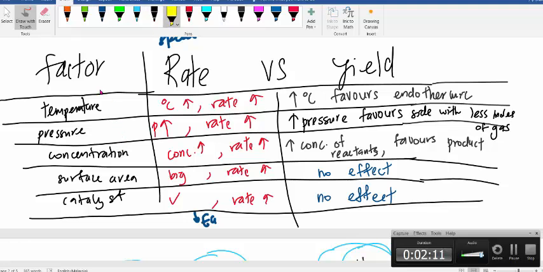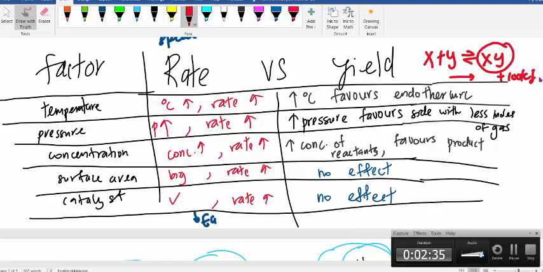Now yield: when the temperature is high, the yield is not automatically high. Yield is like this: X plus Y becomes XY. Yield means how much of the product is produced, so when there is more XY, there is more yield. If it's high temperature and this forward reaction is endothermic, then yes, high temperature, high yield. If the reactant side has 2 moles of gas but the product side has 1 mole of gas, then yes, high pressure, high yield, because it goes to the side with less moles.